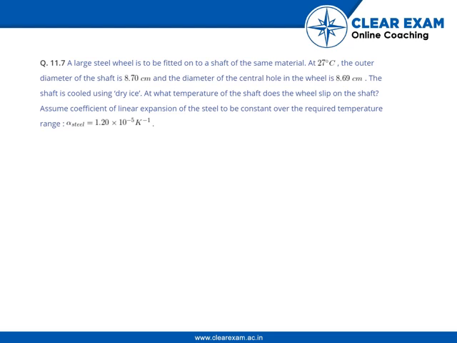A large steel wheel is to be fitted on a shaft of the same material. At 27 degrees centigrade, the outer diameter of the shaft is 8.7 centimeters and the diameter of the central hole in the wheel is 8.69 centimeters. The shaft is cooled using dry ice, that is solid carbon dioxide. At what temperature of the shaft does the wheel slip on the shaft?